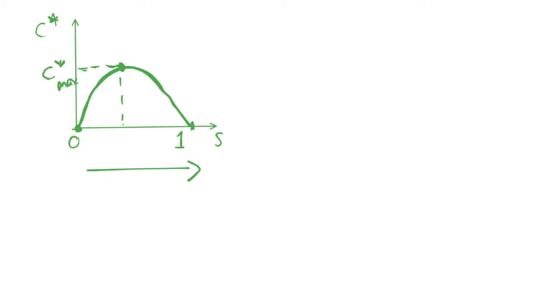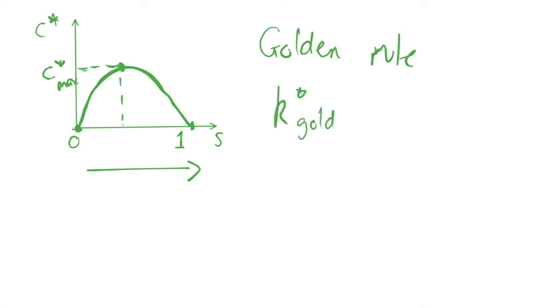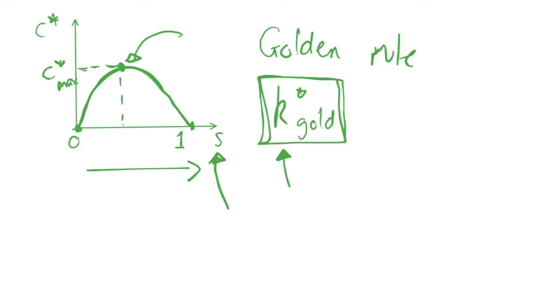So C star max. This point is given at what we call the golden rule level of capital. The golden rule. And we'll call that K star gold. So this is the steady state value of K that maximizes consumption. And we acquire this by varying our savings rate. So changing savings changes the amount of investment we have, which will change our steady state level of capital per capita. And we're looking for the golden rule level of capital per capita, which maximizes consumption at this point here. So let's find it.